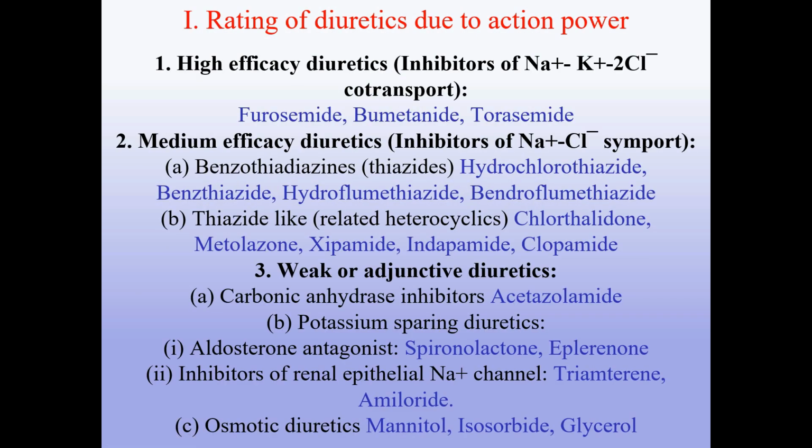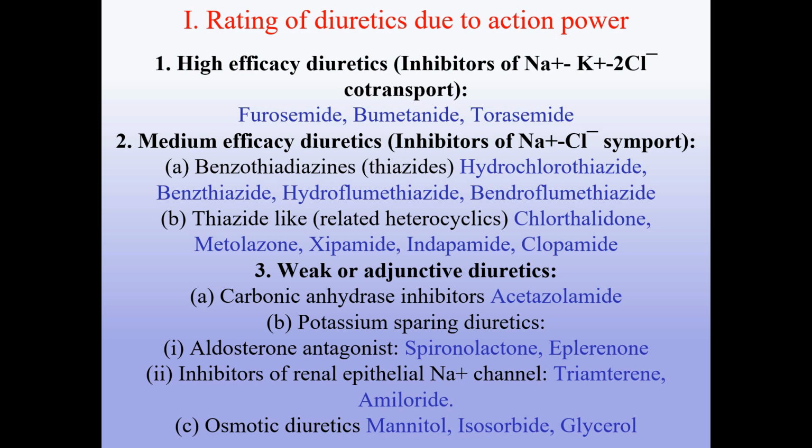So now let's classify those diuretics due to action power. First, we have high-efficiency diuretics, inhibitors of sodium-potassium 2-chloride cotransport. For example, furosemide, bumetanide, torsemide. Second, medium-efficiency diuretics, inhibitors of sodium chloride symport. Thiazides: hydrochlorothiazide, benzthiazide, hydroflumethiazide, bendroflumethiazide. Thiazide-like diuretics: chlorthalidone, metolazone, cipamide, indapamide, clopamide.